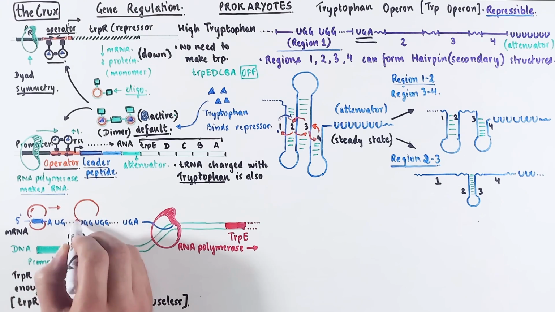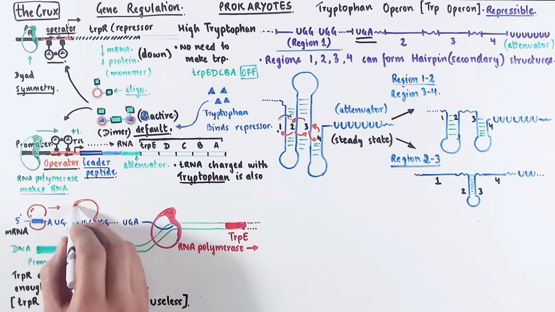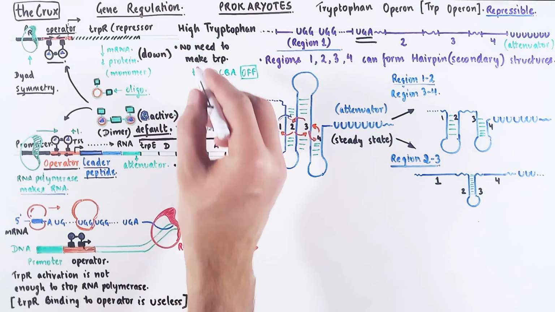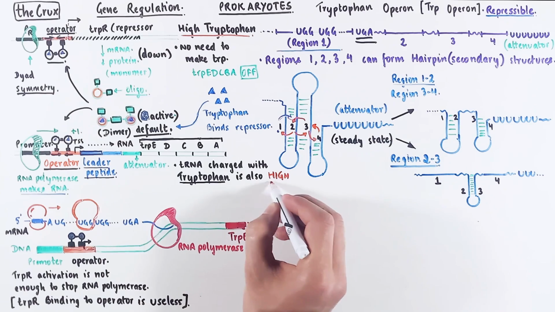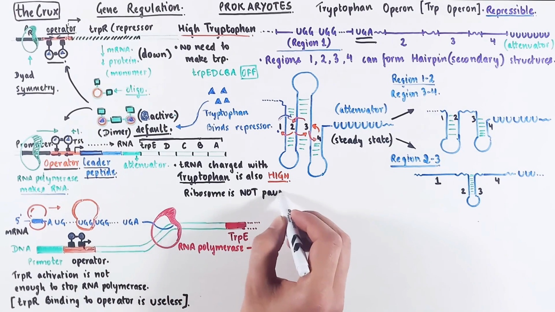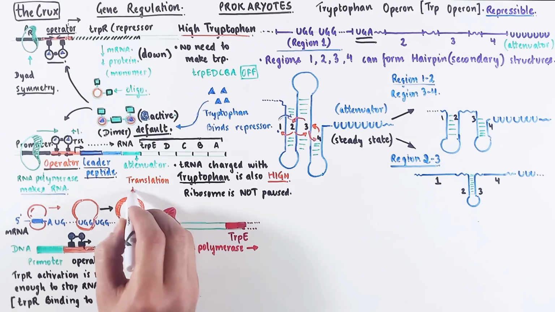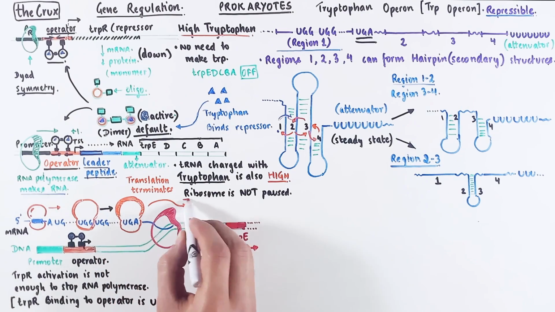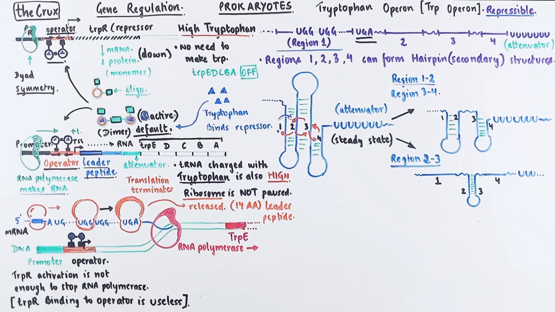This time, as it approaches UGG codons, the ribosome will not stop, because remember, we have a high tryptophan concentration in the cells. This means that the tryptophan tRNA concentration is also high, so the ribosome does not get paused, which means that the ribosome quickly gets to the stop codon, and then translation terminates and the ribosome dissociates away. This means that the 14 amino acid leader peptide is produced very quickly.